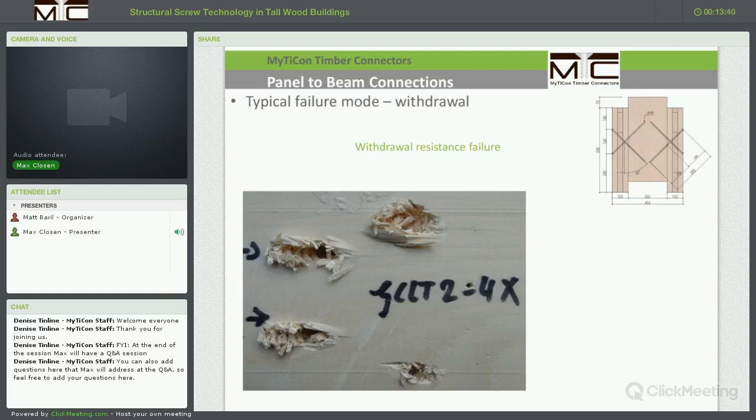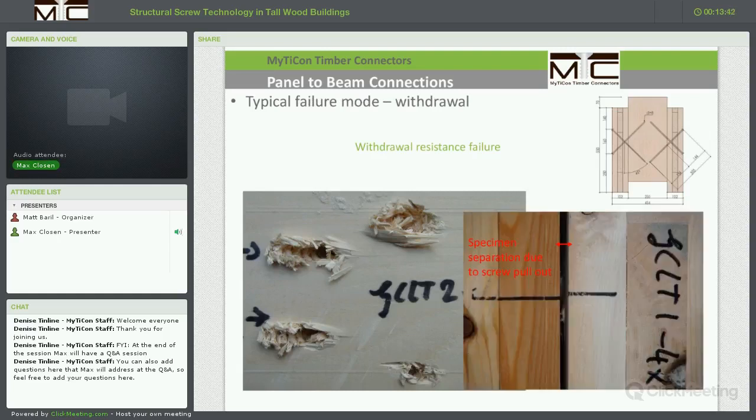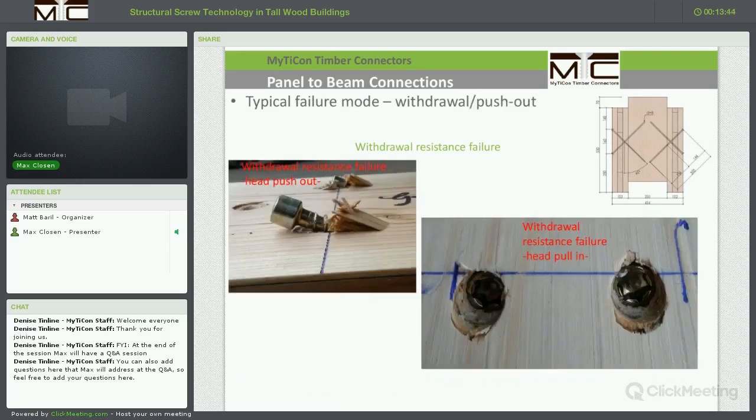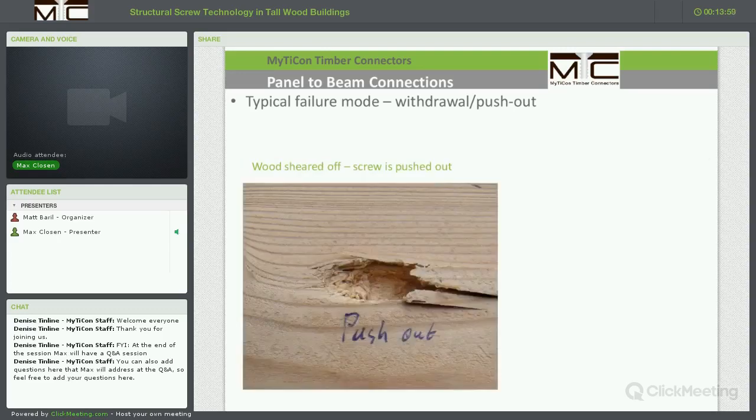Among other failure modes, we see, of course, withdrawal resistance failure, which results in specimen separation in the shear plane. We do see head push out and head pull in failures of these screws. So head pull in and head push out are basically withdrawal resistance failures as well, because the threads basically cannot hold on to the wood and they get pushed in or pushed out or pulled in, sorry. Here we see the typical crumbled up wood fiber at a failure of withdrawal resistance failure or push out failure.